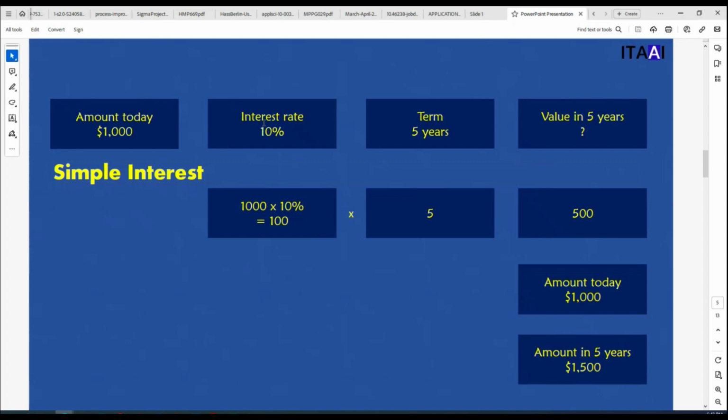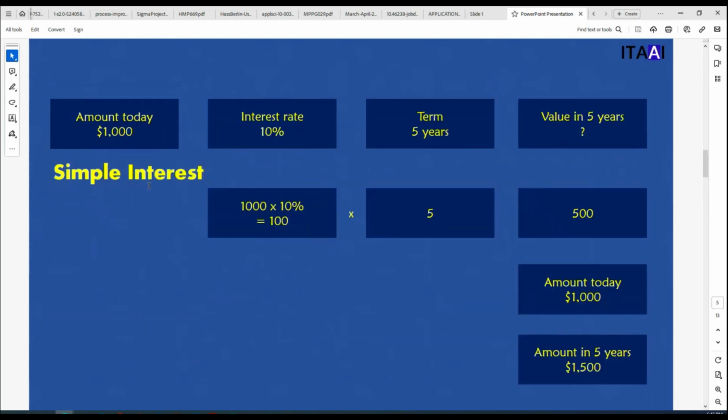And for that, we have to understand the interest, how it applies. Again, there are two types of interest. One is simple and one is compounding interest. And I'm going to talk about it in a few seconds. So when we talk about interest, the first one is simple interest.